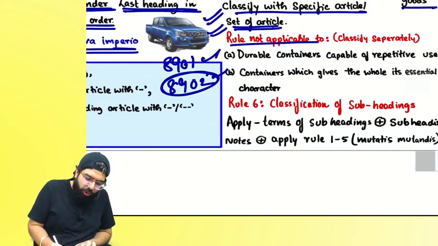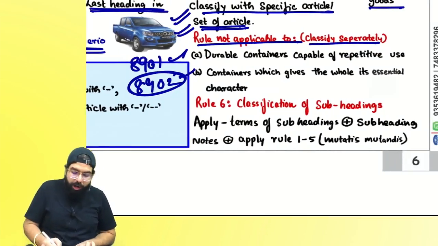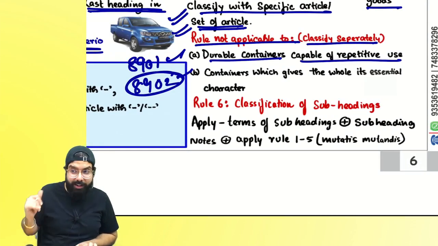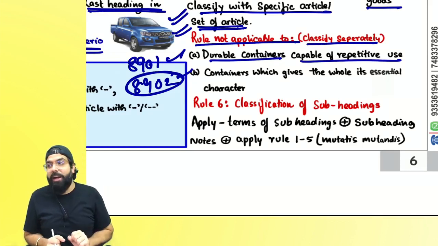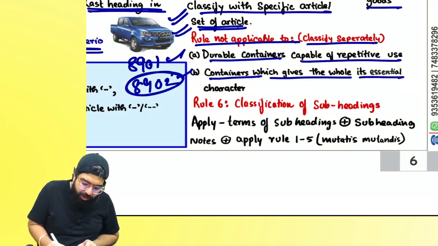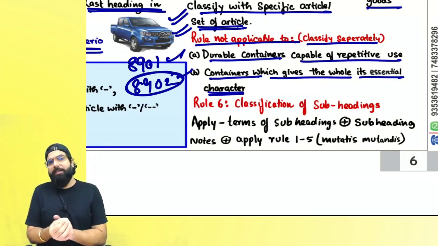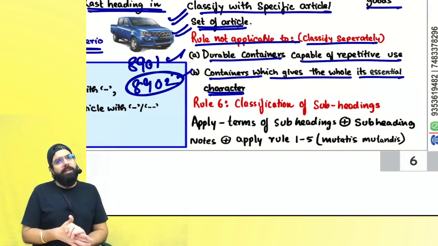Now, if this rule is not applicable, you have to do separate classification. If you have durable containers capable of repetitive use, like gas cylinders, they have to be classified separately because cylinders are for repetitive use. Then there are containers which give the whole its essential character. For example, if you have a gun with a gold case, the gold case is classified separately and the gun is classified separately.